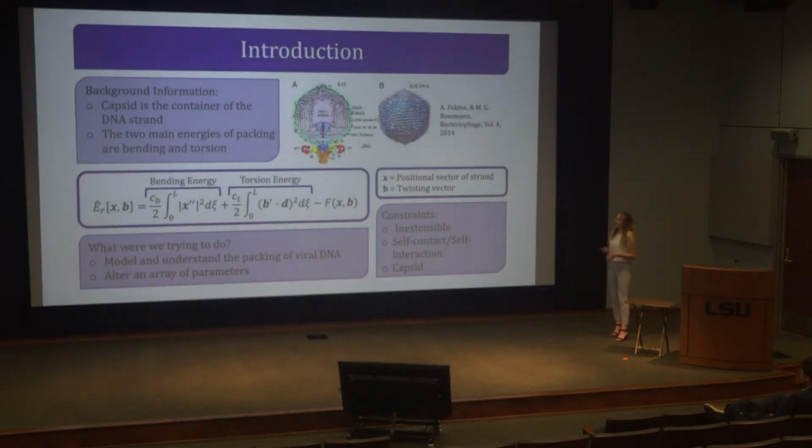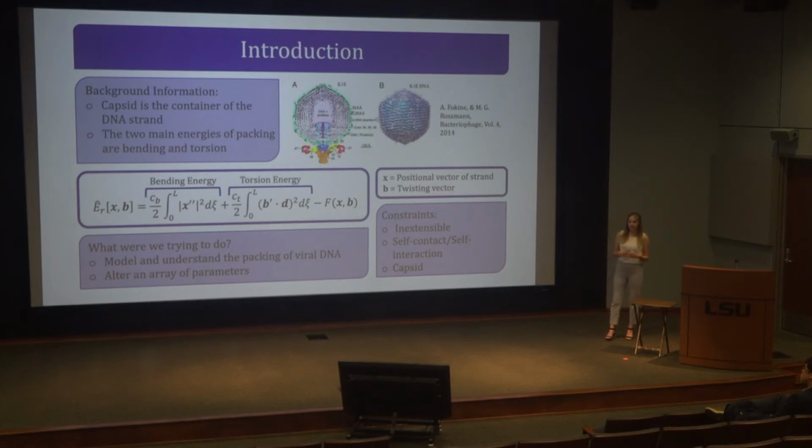So for some background information, a capsid is the container of a DNA strand. It contains it, protects it, and transports that DNA strand. The two main energies that are considered in packing are bending and torsion. You can see right here the equation for energy. This first term is the bending energy. The second term is the torsion energy, and this over here is the other external forces that you may take into consideration.